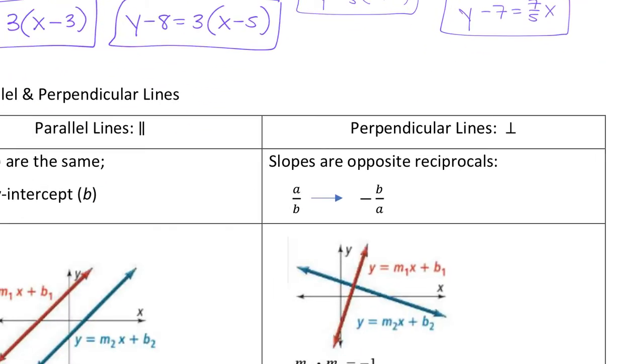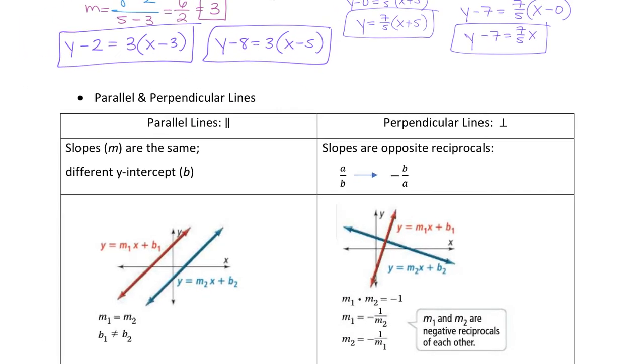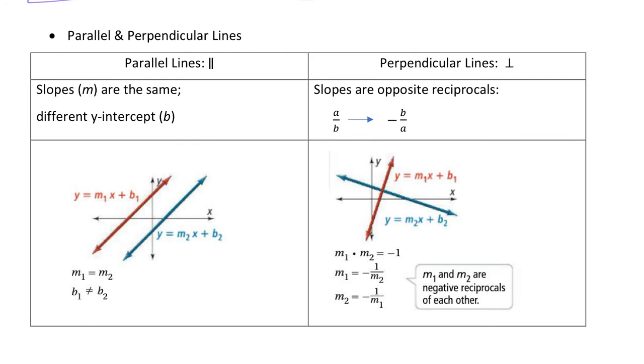Okay, let's talk parallel and perpendicular. What do you know about parallel lines and their slopes? What's the slope of these two lines going to be in relationship to each other? The same, right? These are parallel lines. They will have the same slope. These are parallel lines. They both have a slope of? It's a horizontal line slope. 0, right? These are vertical lines. They will both be undefined, okay?